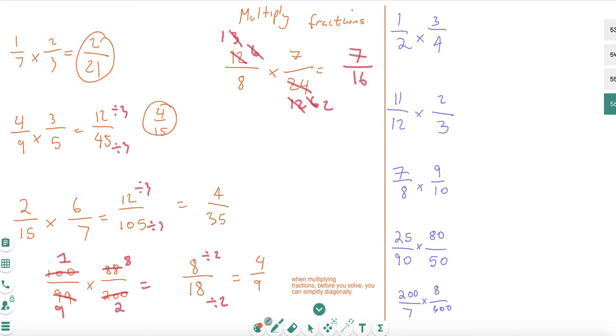So when you're multiplying, before you multiply the fractions, see if you can simplify diagonally. You can do these questions.